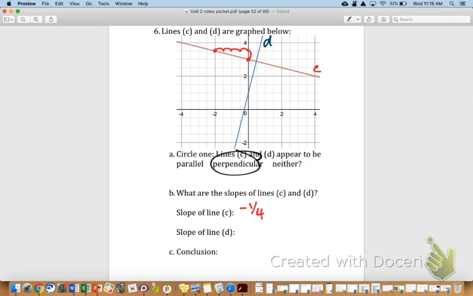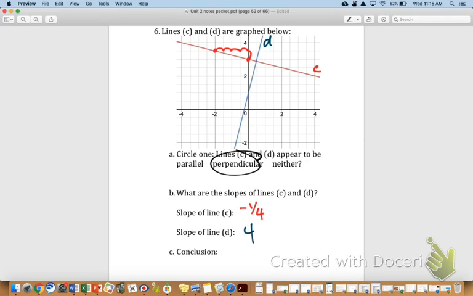How about the slope of the other line, the blue one? What do you see going on up there? Mason, what do you see? I said it was up 4/1. Up 4/1, so that'd be a slope of?